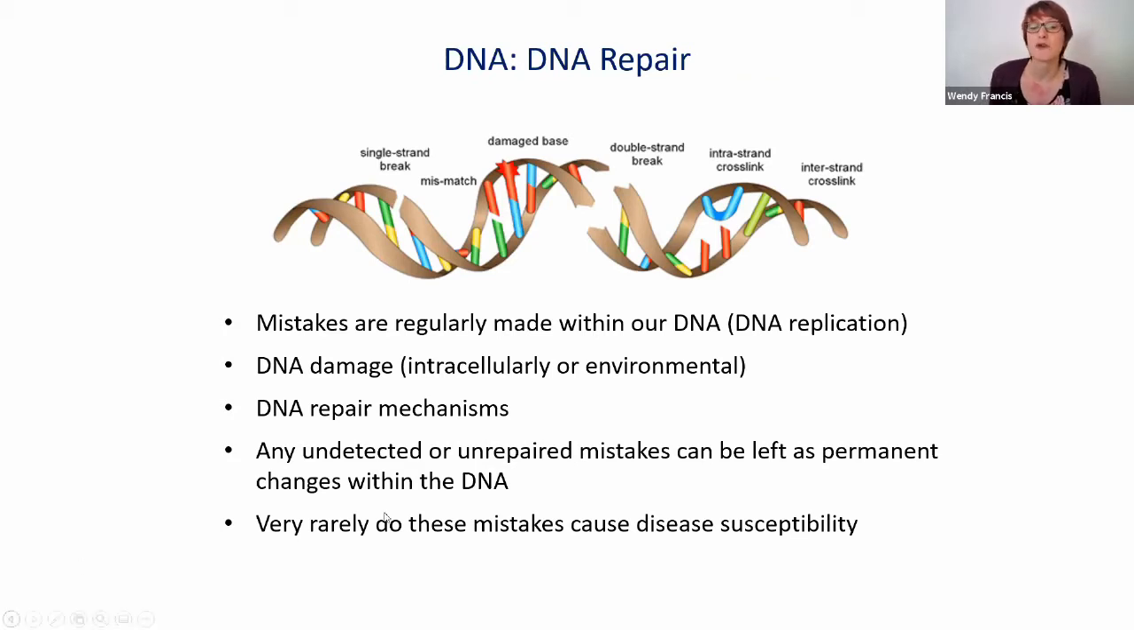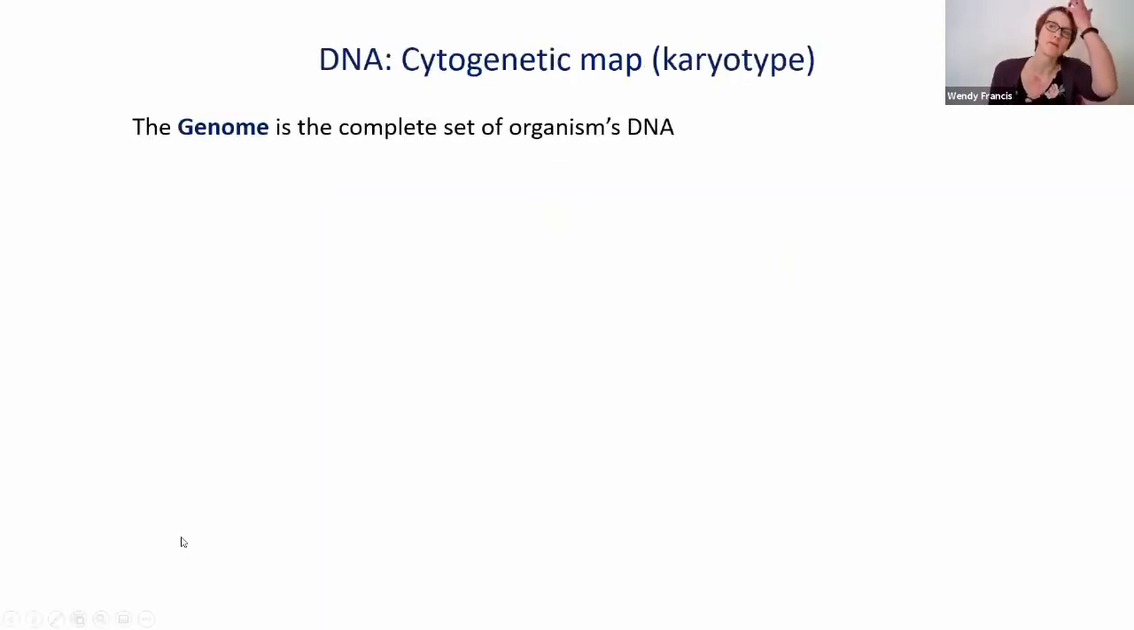So any undetected or unrepaired mistakes can be left as permanent changes within the DNA. But very rarely do these mistakes actually cause disease susceptibility, and that's because our nuclear genome is quite large. Okay, and the chances of these mutations happening in an area of the DNA that's going to have a significant impact on protein structure and protein function is fairly rare.